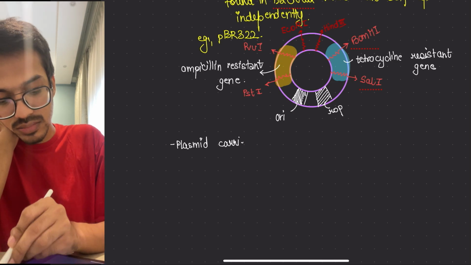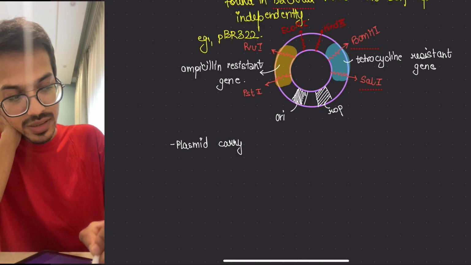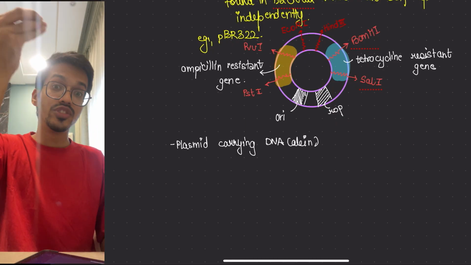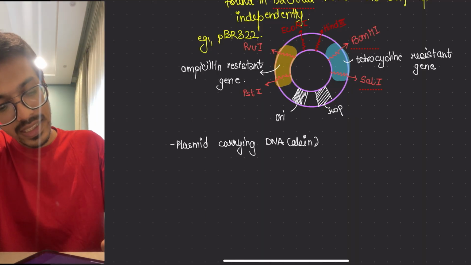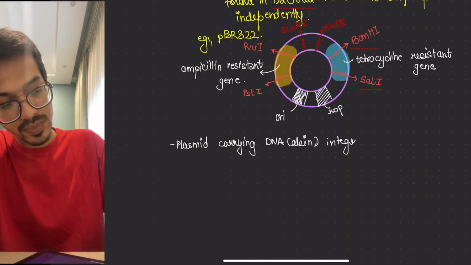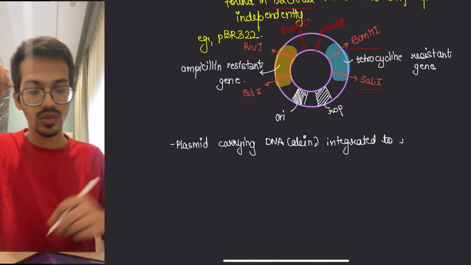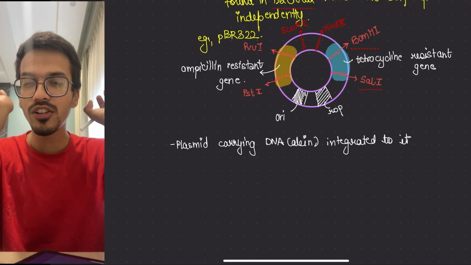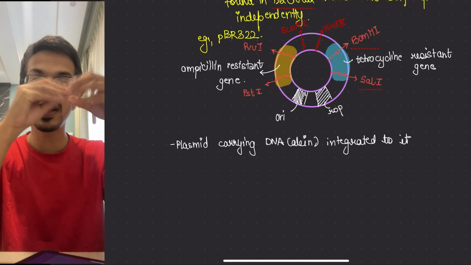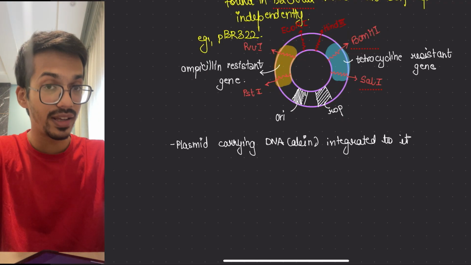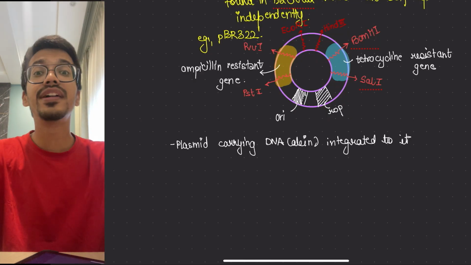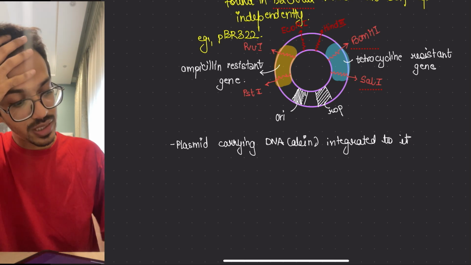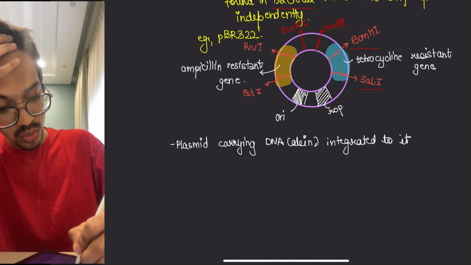Okay, now plasmid carries, or carrying, not carries, carrying DNA. Which DNA? Alien DNA, means our gene of interest, integrated to it. Okay, so we added that thing. Now it is called what? Recombinant DNA. Remember I have told you that a DNA with foreign DNA, means a new DNA, is called recombinant DNA. It is also called hybrid DNA. It is also called chimeric DNA.